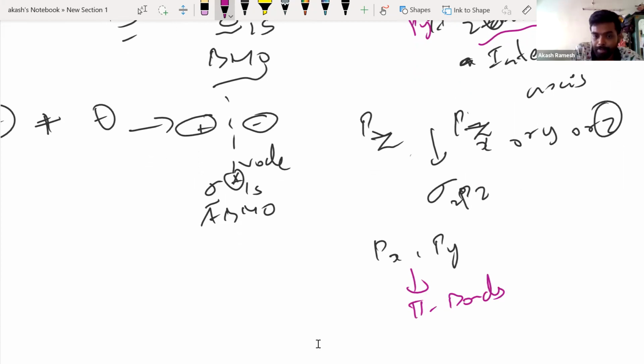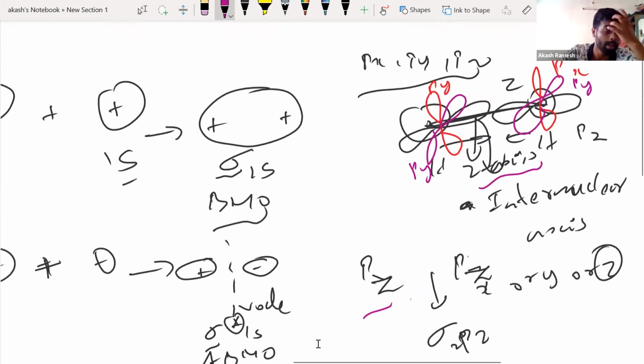But again, if you fix the x-axis as the internuclear axis, then only px will form the sigma bond, and py and pz will form the pi bond. Again, if you choose y, then py will form the sigma bond, and the other two will form the pi bond. Very simple, but we don't want any confusion. We are going to fix the internuclear axis as the z-axis, so that the pz orbital will form the sigma bond, and px and py will form pi bonds. I hope it is very clear to you.